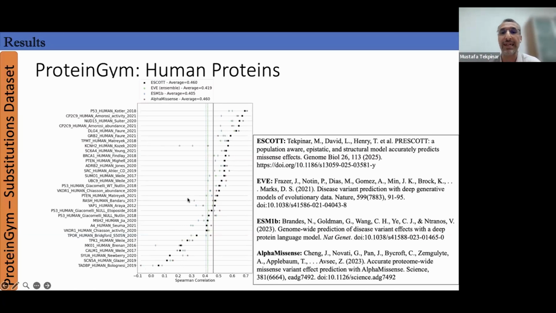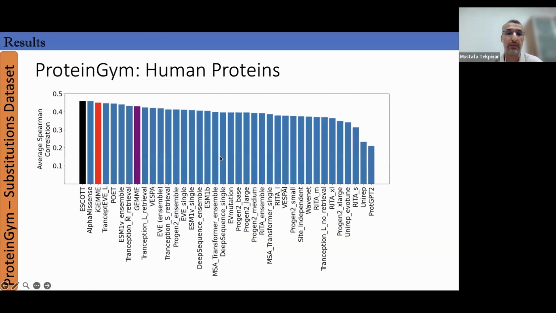But when we check the averages over these 32 proteins, we can see that PRESCOTT and AlphaMissense have the same average Spearman correlation, 0.460. And then EVE follows them, and ESM1b is the 4th one. Here I am presenting only the 4 of them, but we wanted to see our results in a bigger context, I would say, and we compared it with about other 30 methods.